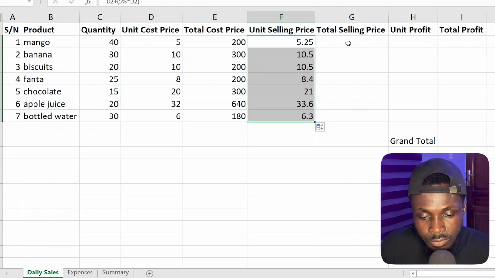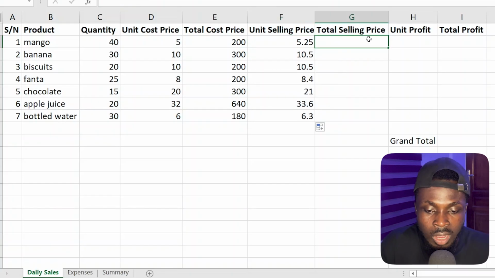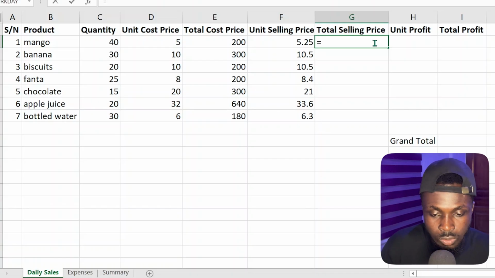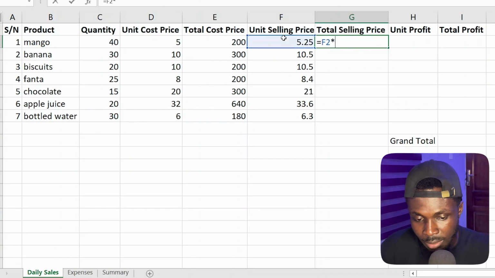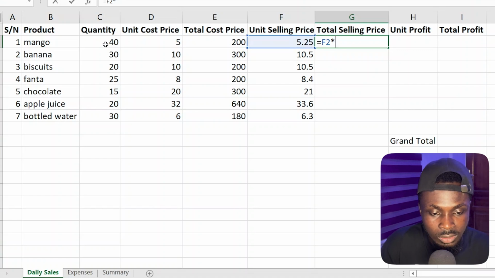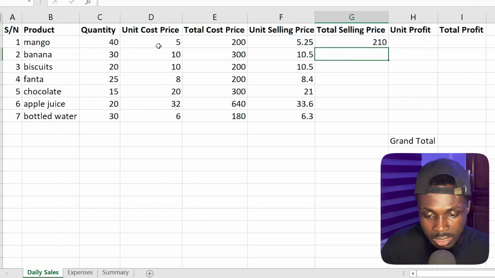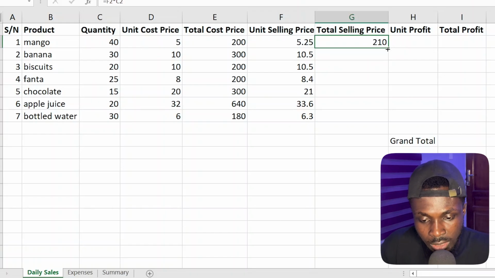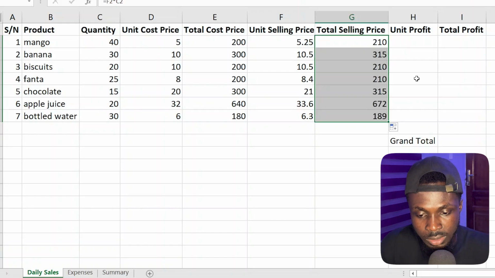Now if I want to calculate the total selling price, I'll just have to multiply the unit selling price by the quantity. That will give me the total selling price. Okay, so equal to, and then this multiplied by the quantity. I'll press enter. So I have my total selling price. I'll just double click here to have all the totals.